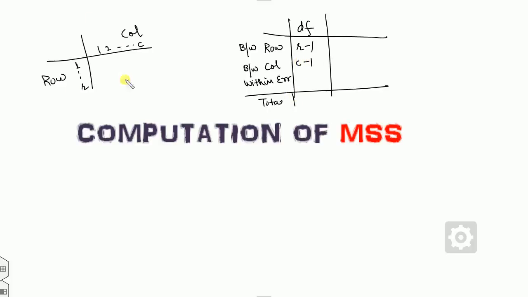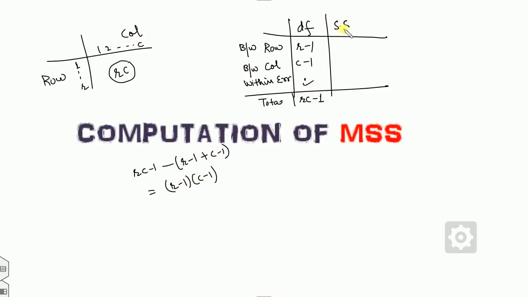How many observations are there in total? How many elements are there? Since there are R rows and C columns, the number of observations in total is RC, because no element is missing. So the total is RC minus 1. And how do you find the error degrees of freedom? It is RC minus 1, the total, minus this number, minus this plus this. So you can find this number.